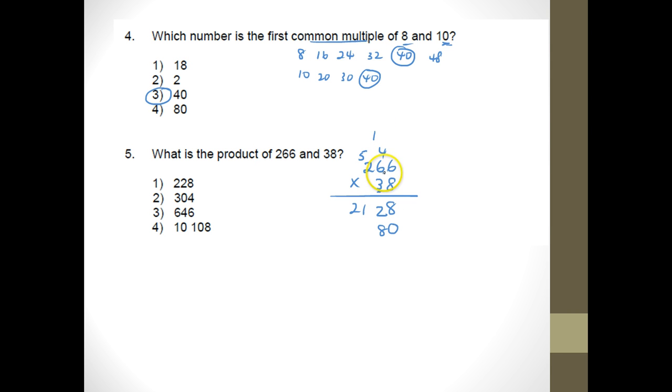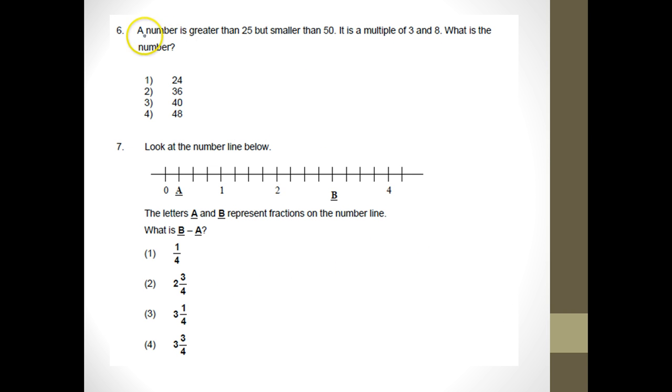And 6 tens times 3 tens is 18 hundreds, plus 1, 19 hundreds. 2 hundreds times 3 tens will be 6,000, plus 1 will be 7,000. So when we add up, the answer is 10,108, option number 4.